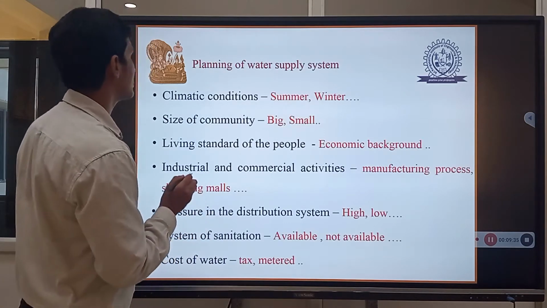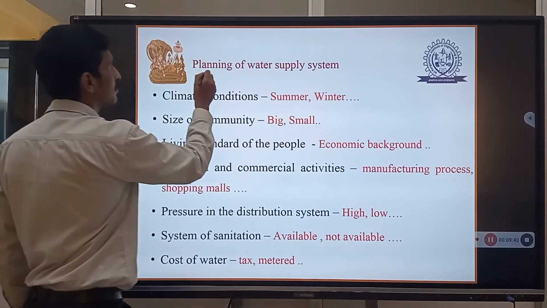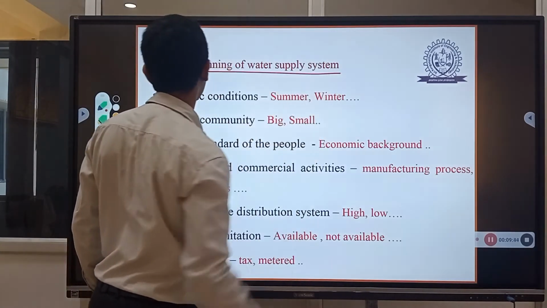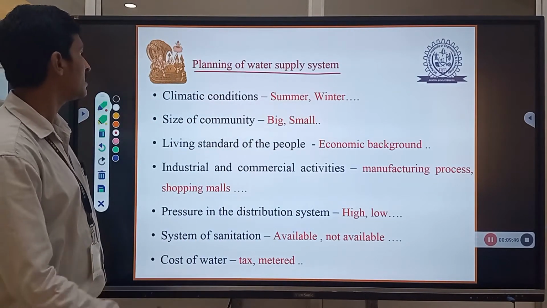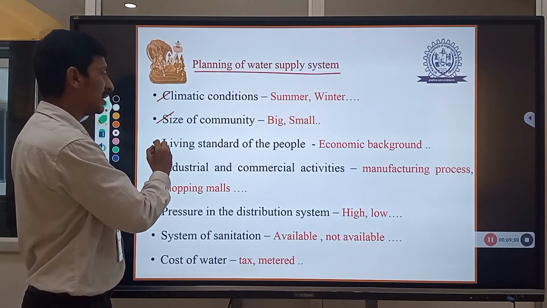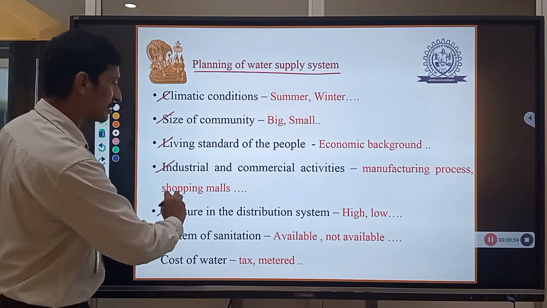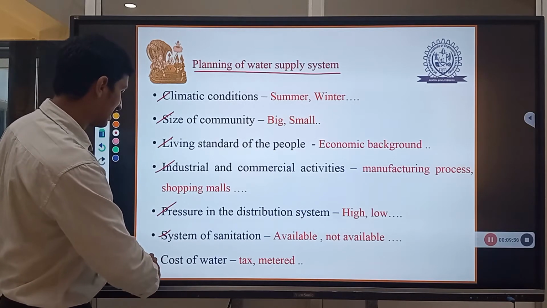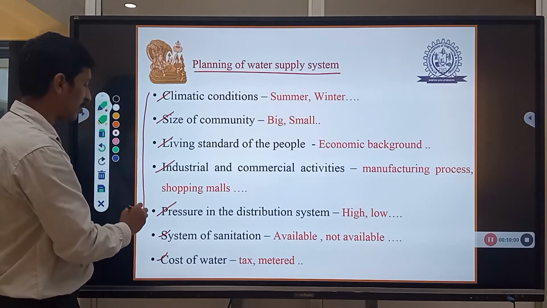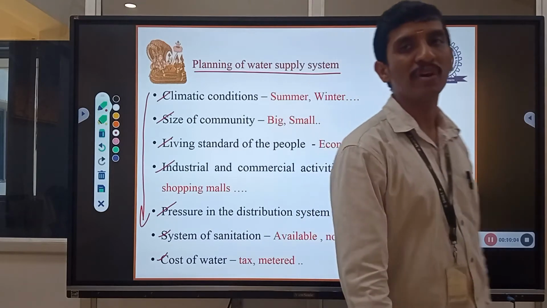Then next, planning of water supply system. In this, according to the climatic condition, size of the community, living standard of the people, industrial and commercial activities, pressure in the distribution system, sanitation, and cost of water, the amount of water will vary. That is, the usage of water will vary.